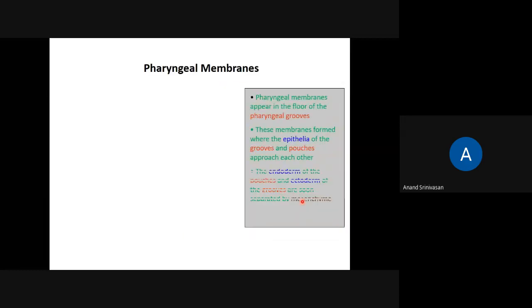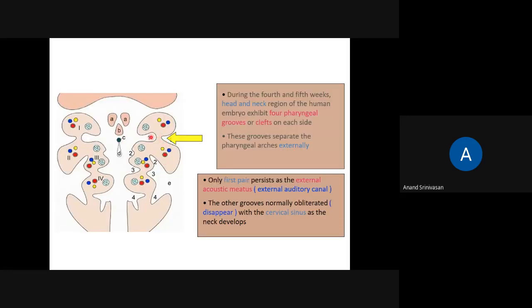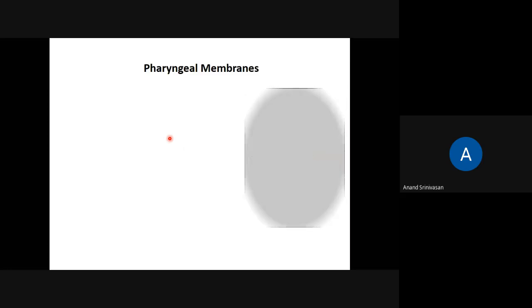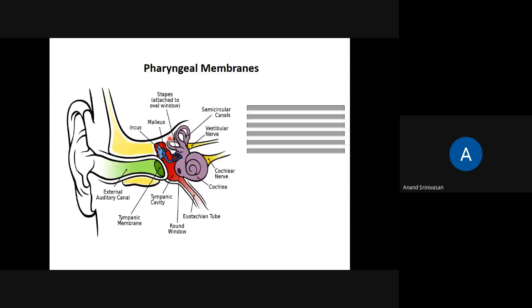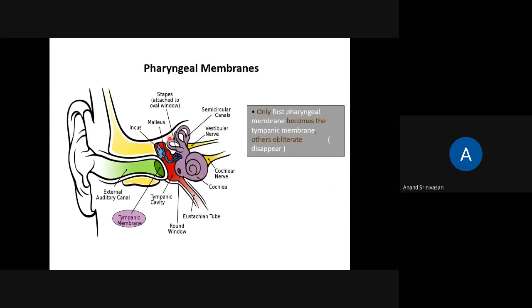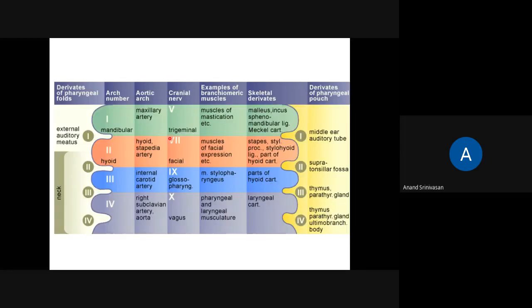And the pharyngeal membrane is this part. This is the first pharyngeal pouch which is giving rise to the middle ear, and this is the external auditory canal. So this part between the two gives rise to the tympanic membrane. Anyhow, we will be discussing this when we discuss the development of the ear.